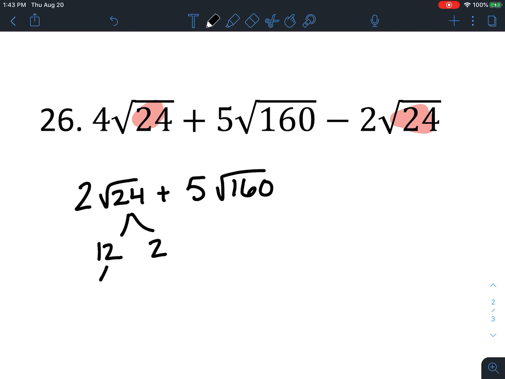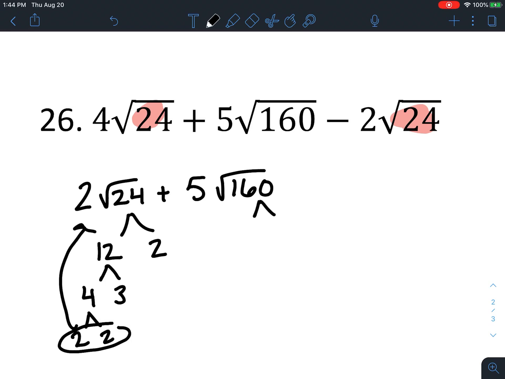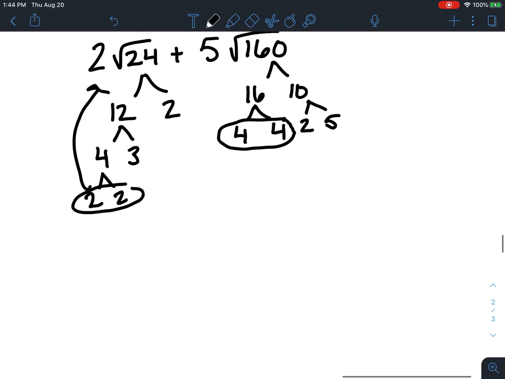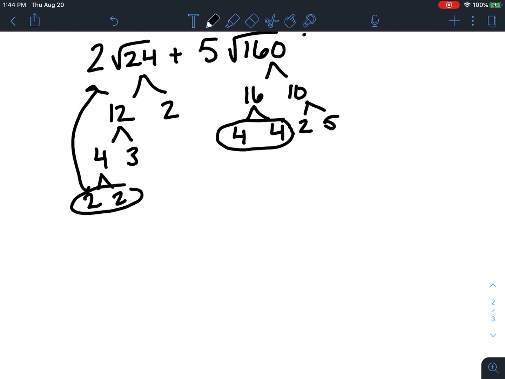24, I'm going to do 2 and 12, 4 and 3, 2 and 2. That's one pair that goes to the outside. 160, I'm going to do 16 times 10. 16 is going to be 4 times 4. Again, trick of the trade. 2 4's I can stop. 10 is going to be 2 and 5. Okay, so now I'm going to rewrite it again.